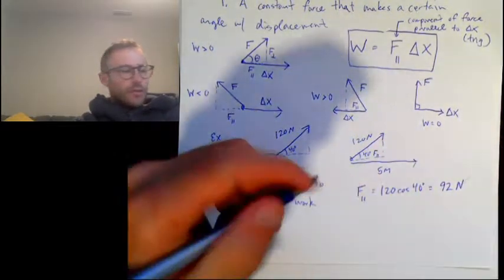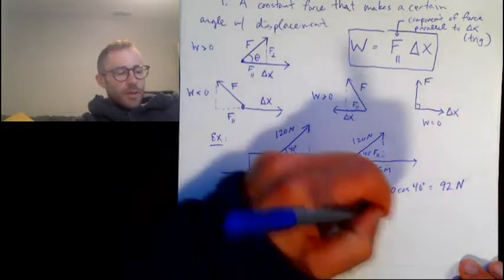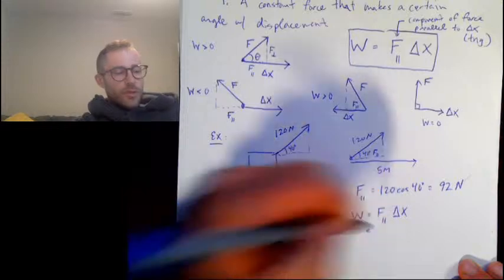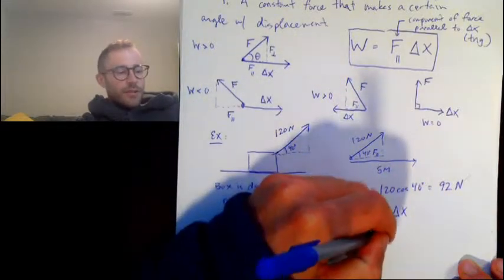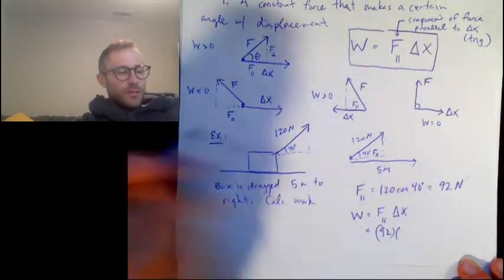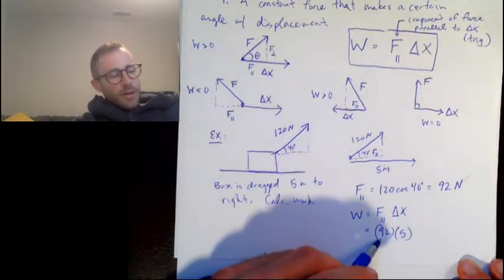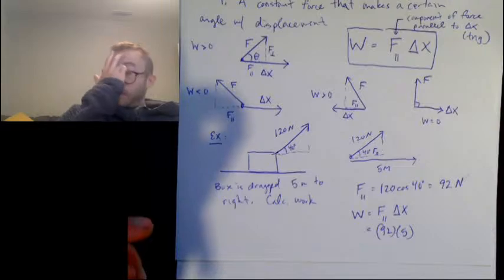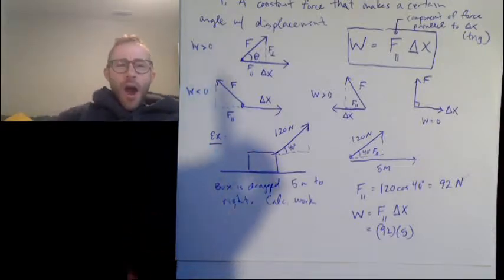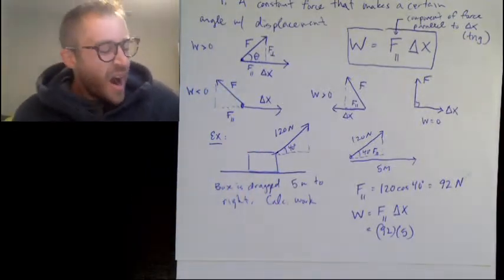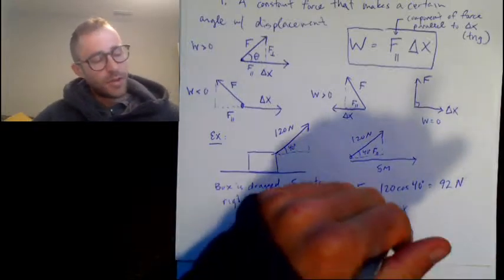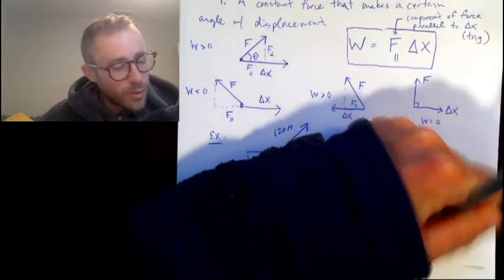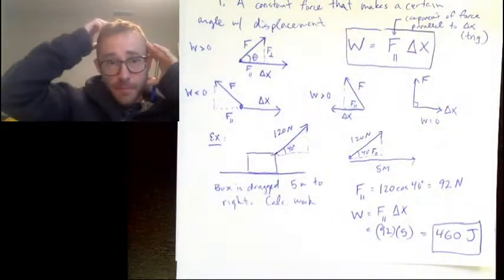Okay, so now my work done is F parallel times the displacement, which is going to be 92 times delta x, which is 5. 90 times 5 is 450, and plus 10, 460 joules of work were done. Okay?